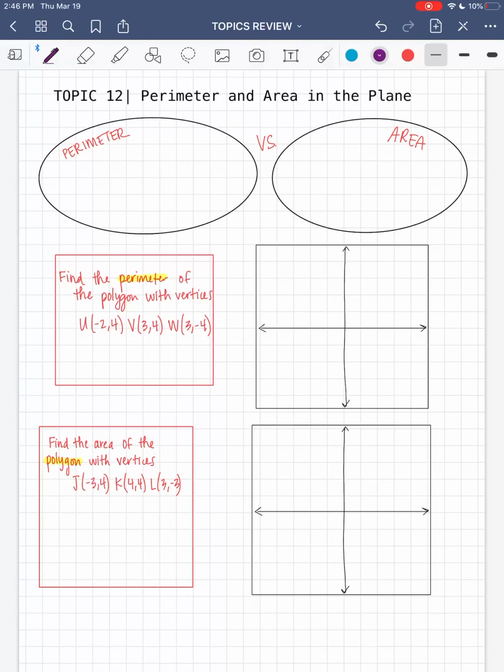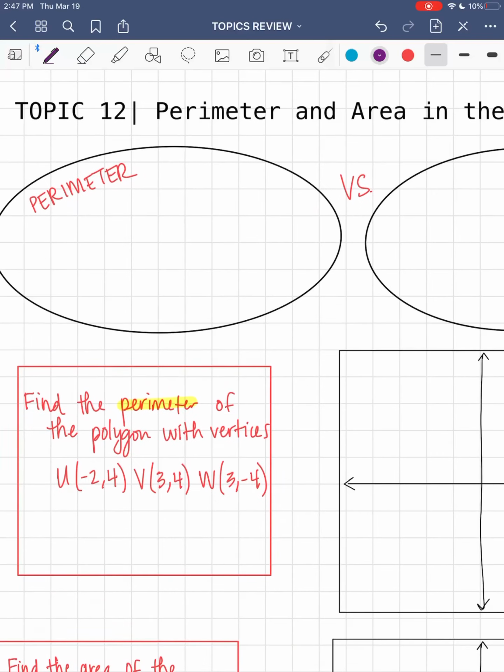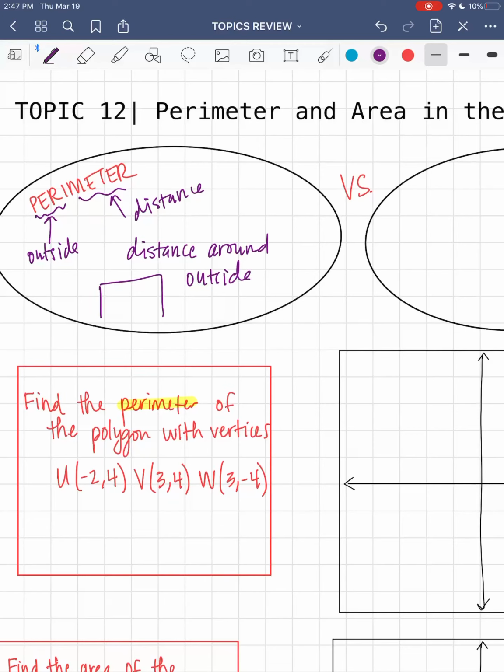10%. Perimeter versus area. So, perimeter, peri, literally means like outside, and meter means distance. So perimeter is literally like the distance around the outside of a shape. So if we have like a rectangle, it's like if I were to run around this rectangle, how far do I have to run? Like I have to run this far, and then this far, and then this far, and then this far.